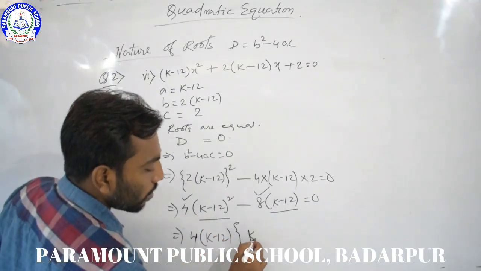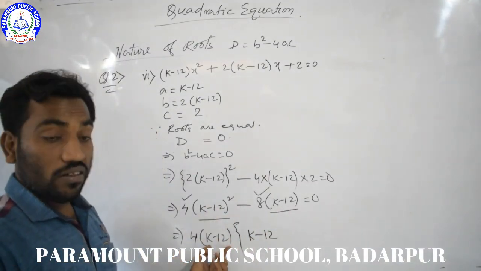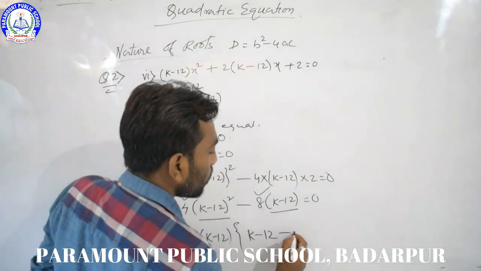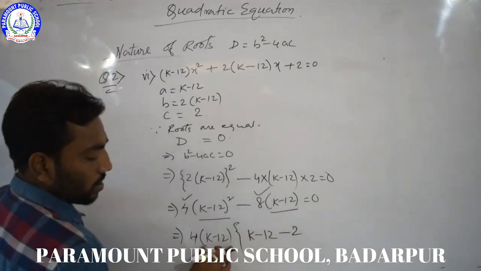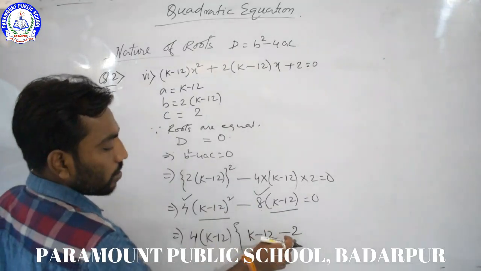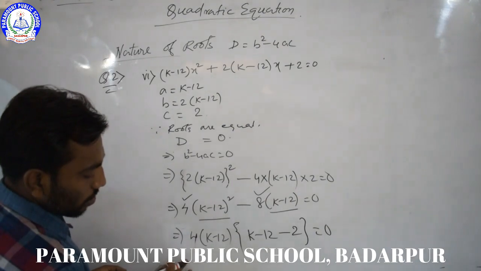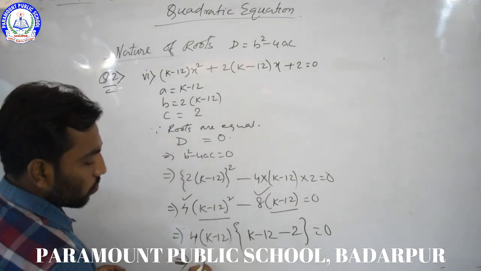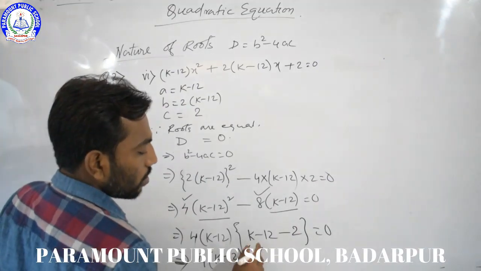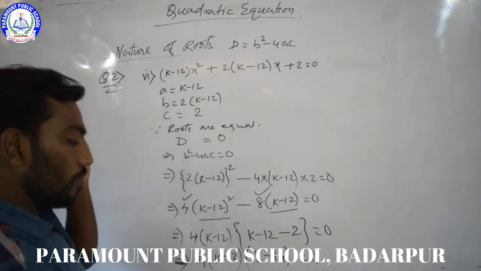So what is left from here? K minus 12. One factor is already taken in this case, so another one more factor is left here. From here what is left? 2. This factor is already taken as common, and from 8 we have taken common as 4. So what is left? Minus 2. So 4 into k minus 12, and from here if we go for solving it becomes k minus 14 is equal to 0.